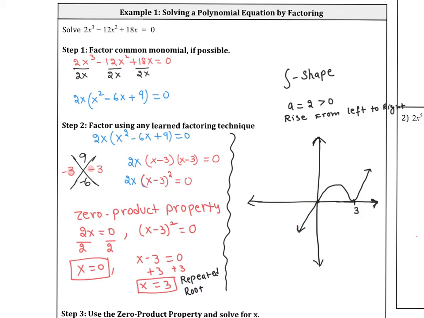It is rising from left to right because a is greater than 0. It is an S-shaped graph because its degree is 3, 5 or 7. It means it's an S shape of a graph.